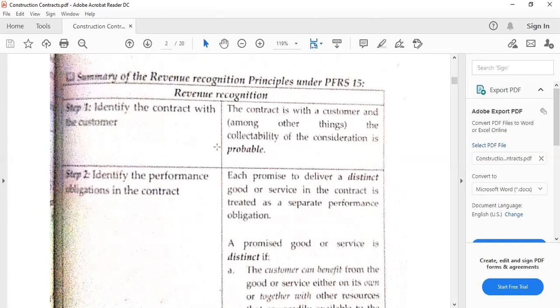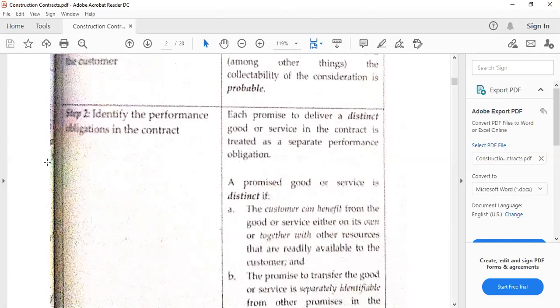So it's really highlighted here, probable, meaning to say that the possibility that something will occur or happen is greater than the possibility that it will not happen. That's probable. Second, or step 2, is to identify the performance obligations in the contract. So it's possible that there are goods or services to be delivered to the customers. And so we have to identify these specific goods or services to be delivered.